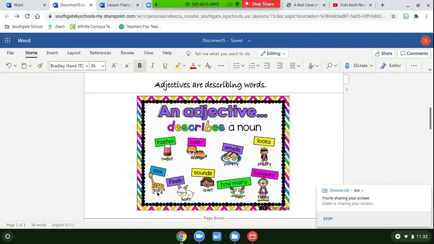You could also describe the size of something. Is it big? Is it little? Is it enormous? Is it gigantic? Is it tiny? All of those things are adjectives that describe the size of something.